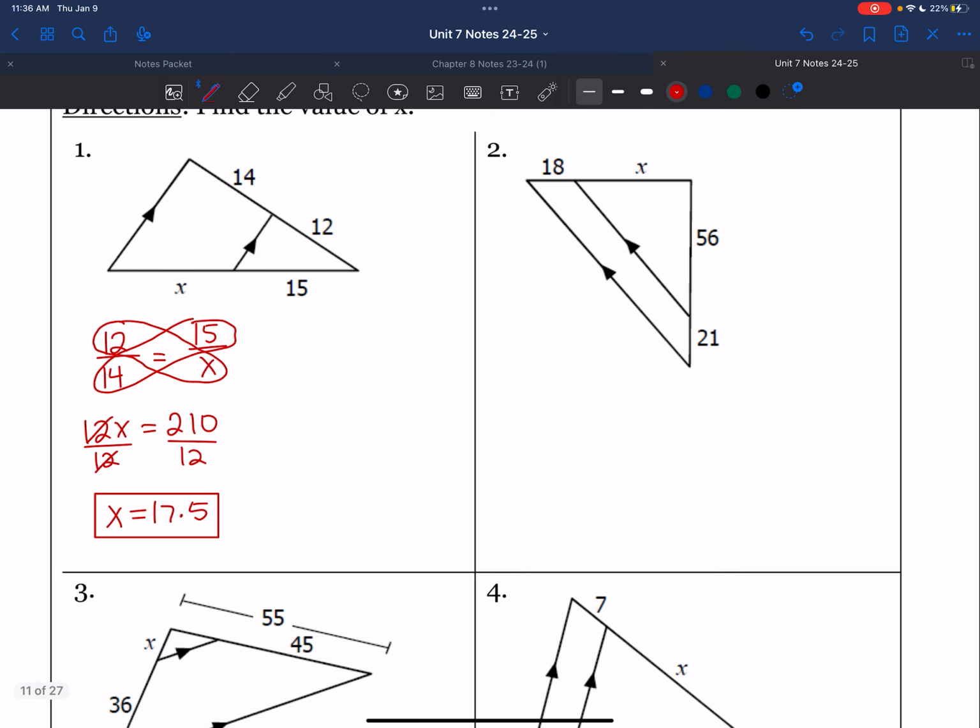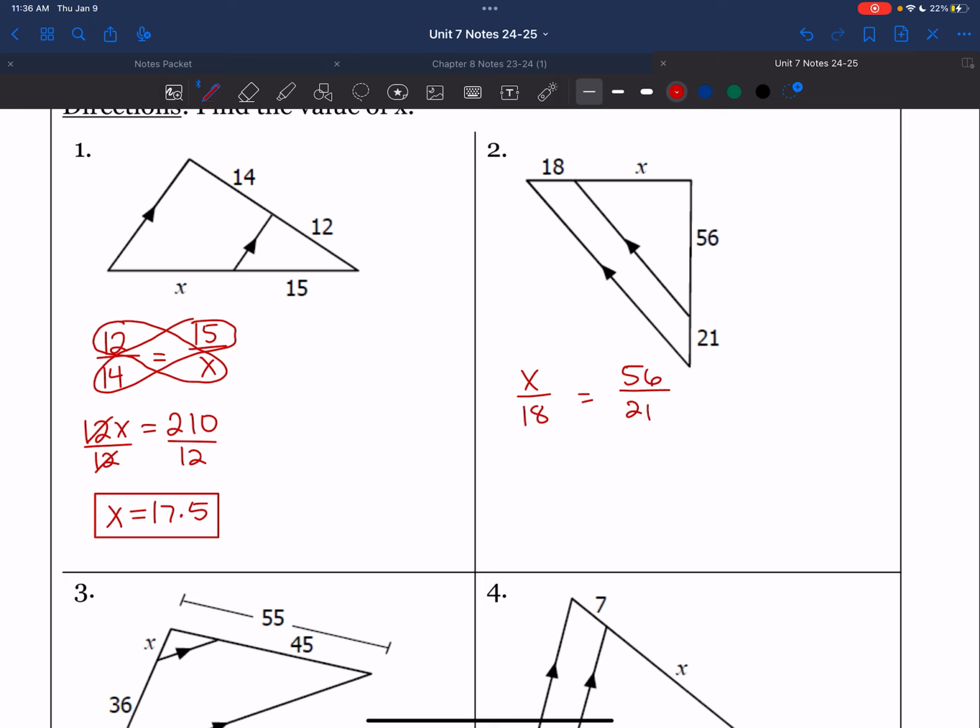On question 2 here, it's the same exact thing. I know this is X, this is 18, this one's 56, and this one's 21, and these two lines are parallel to each other. So I can just say X over 18 is equal to 56 over 21.